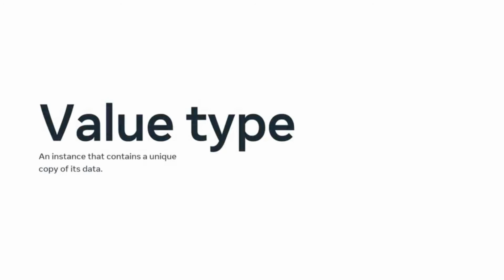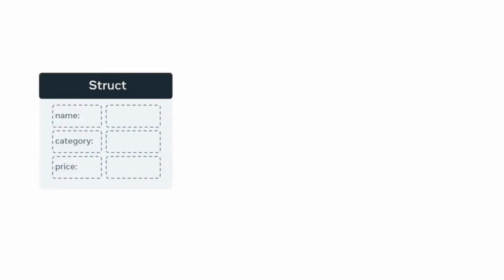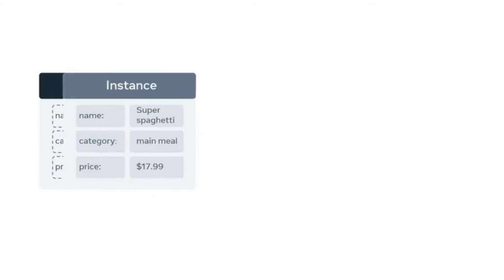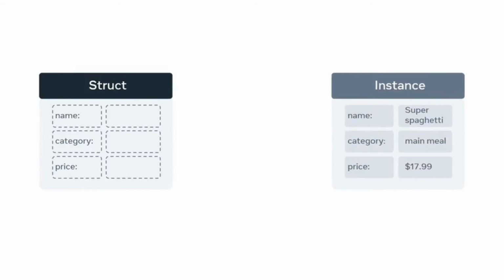A value type is an instance that contains a unique copy of its data. When you assign a value type like a structure to a variable or constant, the compiler copies the data as a new copy. There will be no linkage between the new instance and the original. This is useful when you don't want changes made to a single instance to affect another.